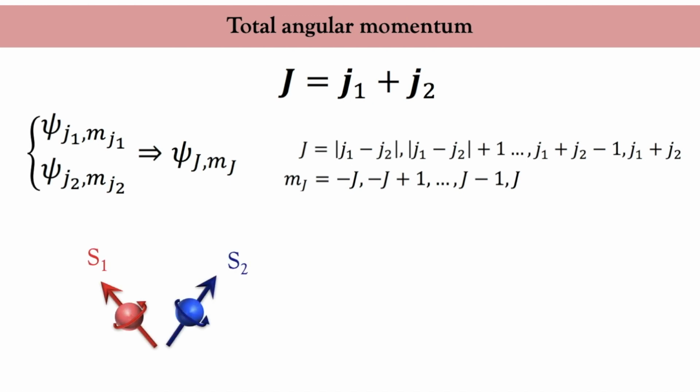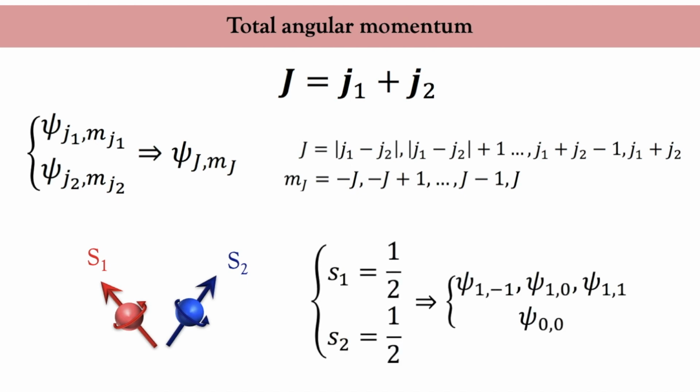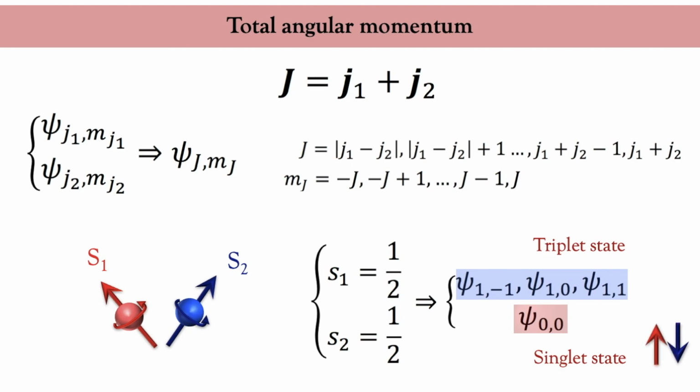If we consider two electrons with spin 1/2, we end up with one state with total angular momentum J equals 0 and three states with total angular momentum J equals 1. The state with angular momentum 0 is called a singlet, while the three states with angular momentum 1 are called a triplet. Since the total angular momentum of a singlet is 0, you can think of it as if the spins of the two electrons were antiparallel. In the triplet case, you can picture it as if the spins of the two electrons were parallel.